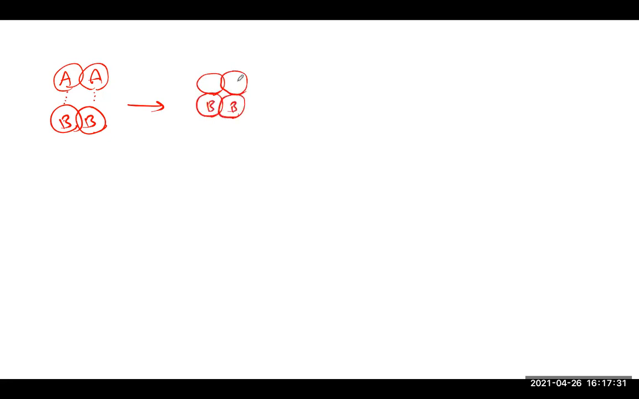So if we have two molecules, A2 and B2, and they collide with each other, and they have a correct orientation, so A will collide with B and A will collide with B in order to form this bond and break the bond in the reactant. So when they collide, if they have sufficient energy, they will form this structure. This structure is called the activated complex.